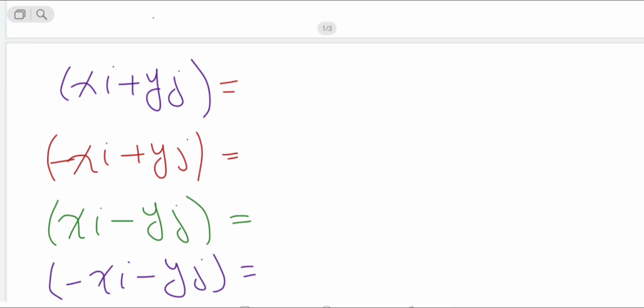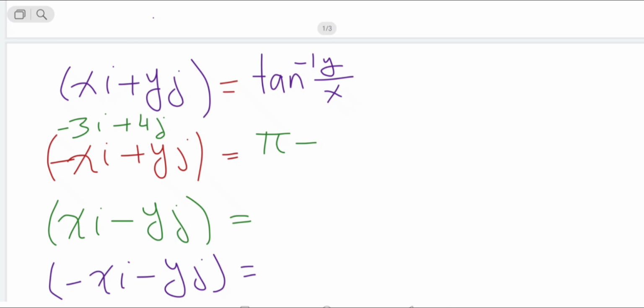So as I told you, the rule is tan inverse y over x. This is the answer for the first one, if both are positive. If x is negative, for example, minus 3i plus 4j, how will you write? You will write pi minus. If x negative, you will subtract from pi always. What is pi? Pi is 180. So you will subtract from 180 if it is required in degree. If it is required in radian, you will subtract from pi.